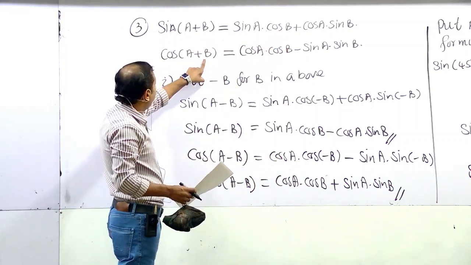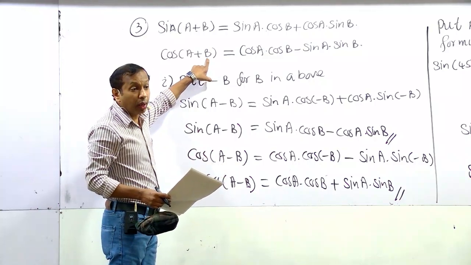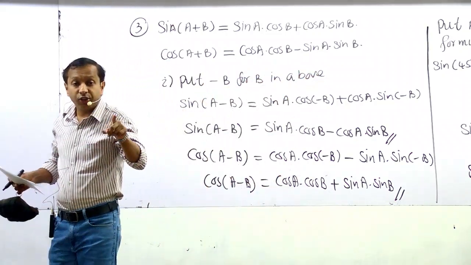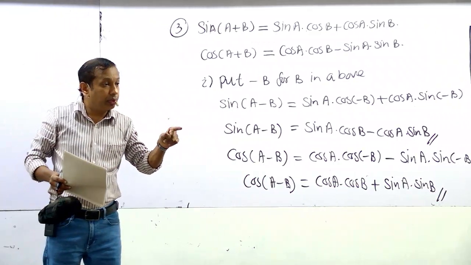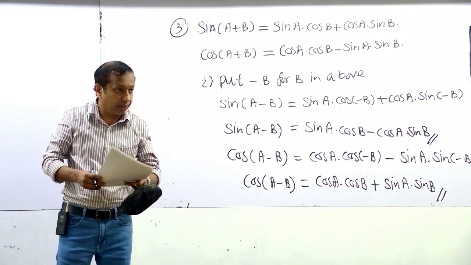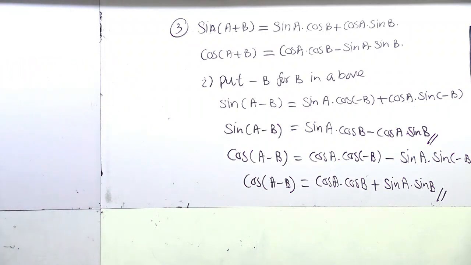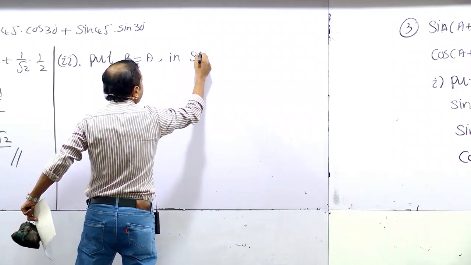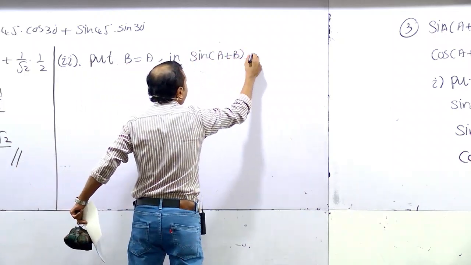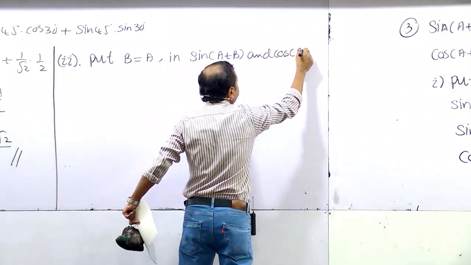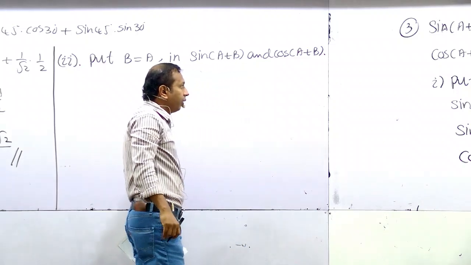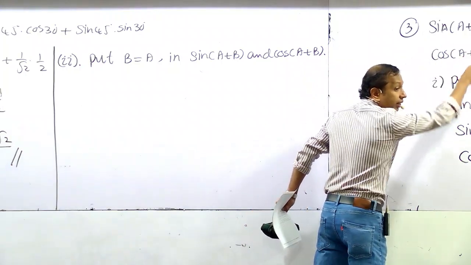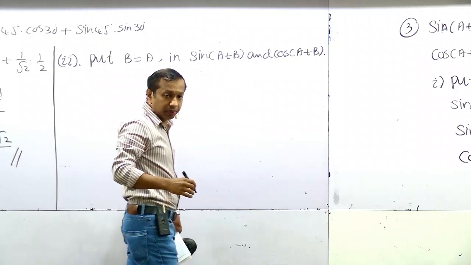How to take cos 2A? For this B, we put what? Capital A again. Then we get an answer for cos 2A. Then you can write how? In sin(A plus B) and cos(A plus B), substitute B equals A. Understand? Write down. Put B equals A in sin(A plus B) and cos(A plus B). Right, sin(A plus B) is this. Cos(A plus B) is this. Put the right hand side for capital B again capital A. Right, what do you get there?